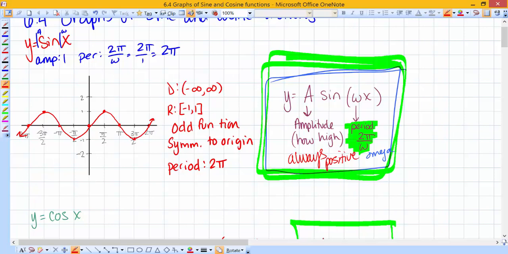You do need to put arrows. These are continuous. So the arrows identify that these are going in both directions. They're not going to stop.